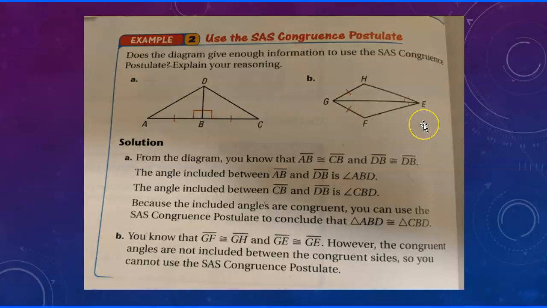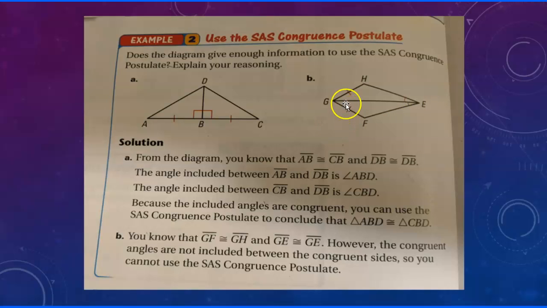So let's now look at the next one. So I like to pick everything apart. So I can say that GF is congruent to GH, just merely by what they give me. I can also say that GE equals GE because of that old reflexive property that keeps popping up.